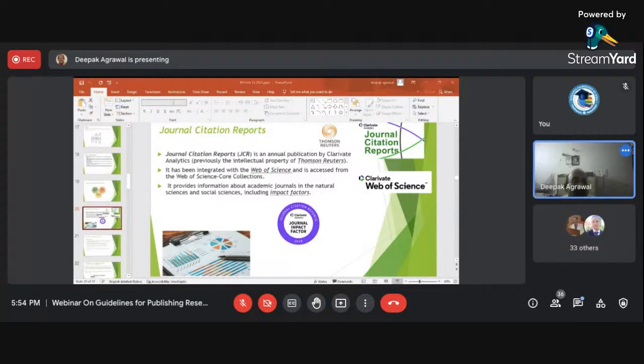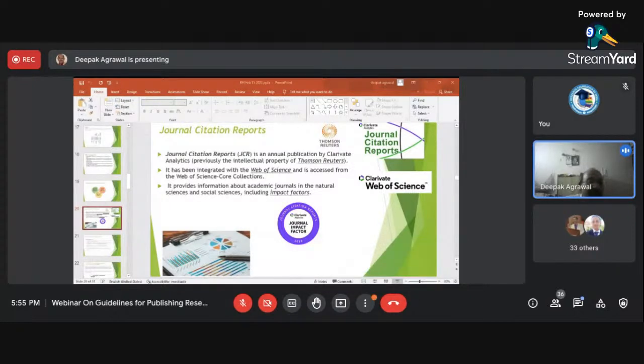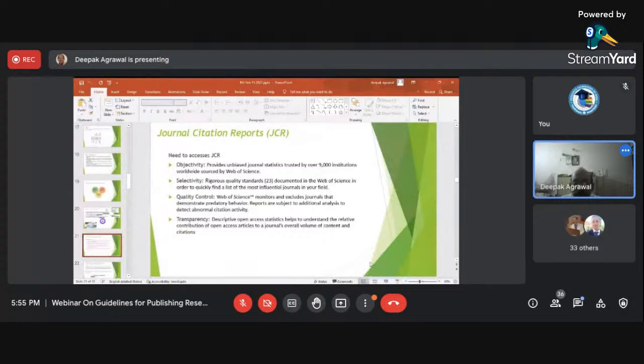Anyhow, I was talking about the Journal Citation Reports. It provides information about the academic journals in the natural sciences and social sciences, which includes the impact factor. So, very commonly, once you have decided on the ISSN, okay, fine. Just search the journal reports to see which journal is well suited to you. Now, the Journal Citation Reports need to be accessed.